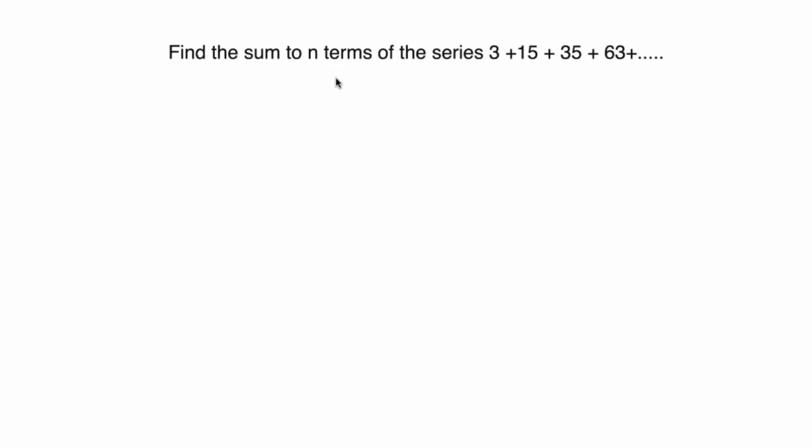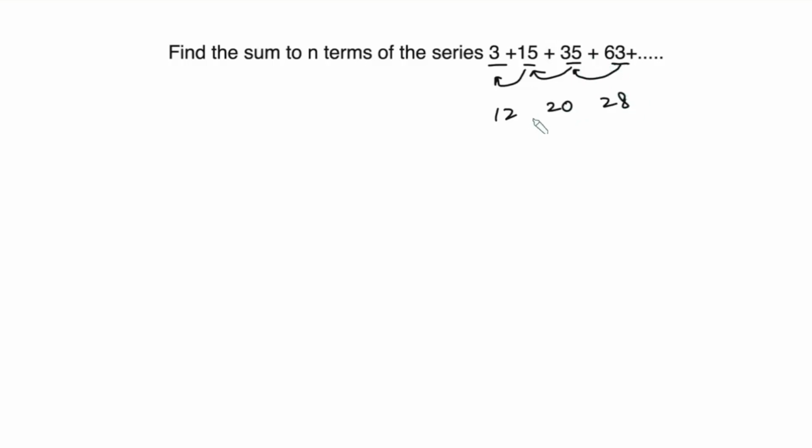Find the sum to n terms of the series 3 plus 15 plus 35 plus 63 and so on. This series is not an AP or GP, but if we find the difference of 15 and 3, that gives you 12. If you find the difference of 35 and 15, that gives you 20. Difference of 63 and 35 gives you 28.